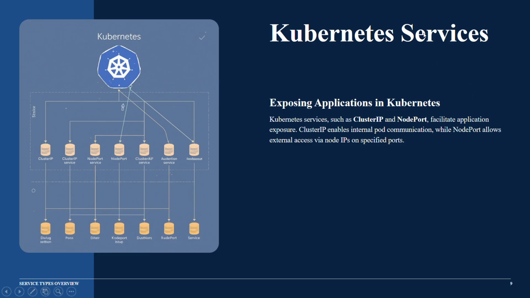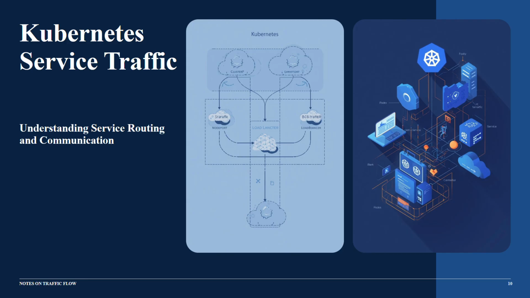The Kubernetes Services. Exposing applications in Kubernetes. Kubernetes services such as ClusterIP and NodePort facilitate application exposure. ClusterIP enables internal pod communication, while NodePort allows external access via node IPs on specified ports. Kubernetes service traffic: understanding the service routing and the communication system.